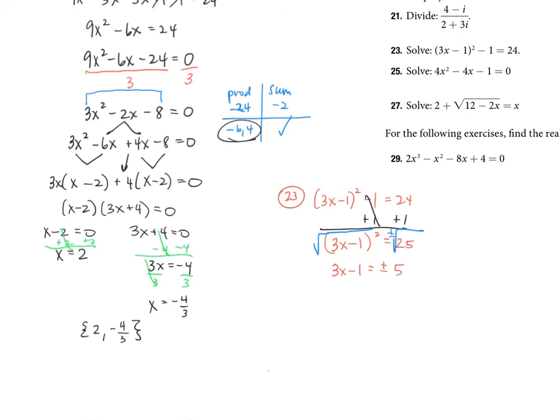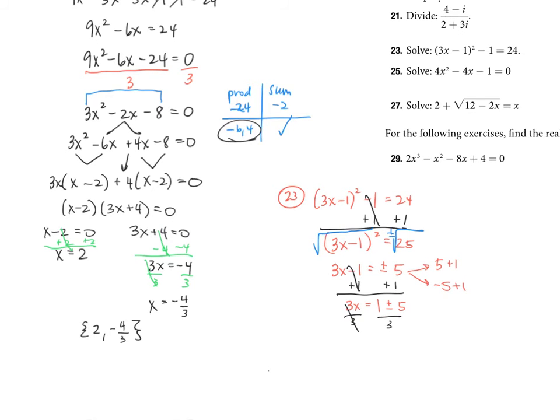And then it's just a matter of solving for x. So add 1 to both sides. So we have 3x equals, do not say plus or minus 4. That is not correct. It's a positive 5 plus 1, or it's a negative 5 plus 1. So you're going to have two possibilities. So you can write this as 1 plus or minus 5 for now. Divide by 3.